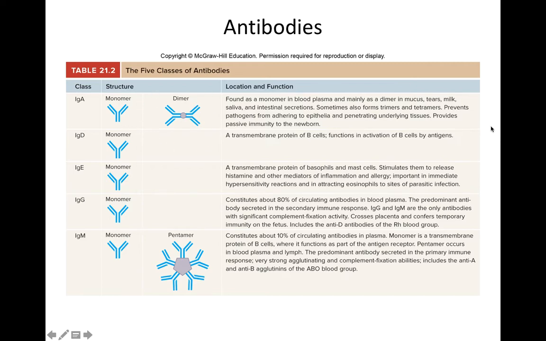This is known as your secretory antibody. So it's going to be in fluids that are secreted. So it's in plasma, but it's also going to be in mucus, tears, breast milk, saliva, intestinal secretions, vaginal secretions. And so it's secretory. And then oftentimes it's just called secretory IgA.